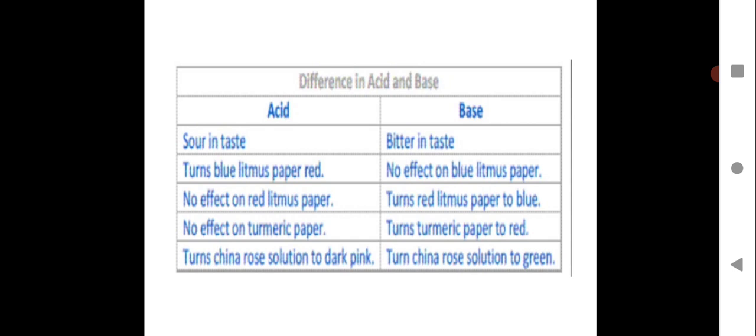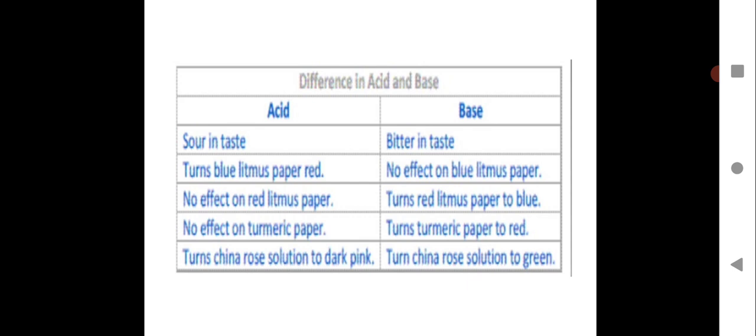We have learned about the indicators and how indicators help us find whether a given solution is acidic, basic or neutral. So here we are going to first see the differences between acid and bases. Write down the difference between acid and base, make the table. They are just opposite to each other. Acid is sour in taste, base is bitter in taste. Acid turns blue litmus paper red, whereas base has no effect on blue litmus paper. Then, if you take red litmus paper, acid has no effect on red litmus paper, whereas base turns red litmus paper blue.